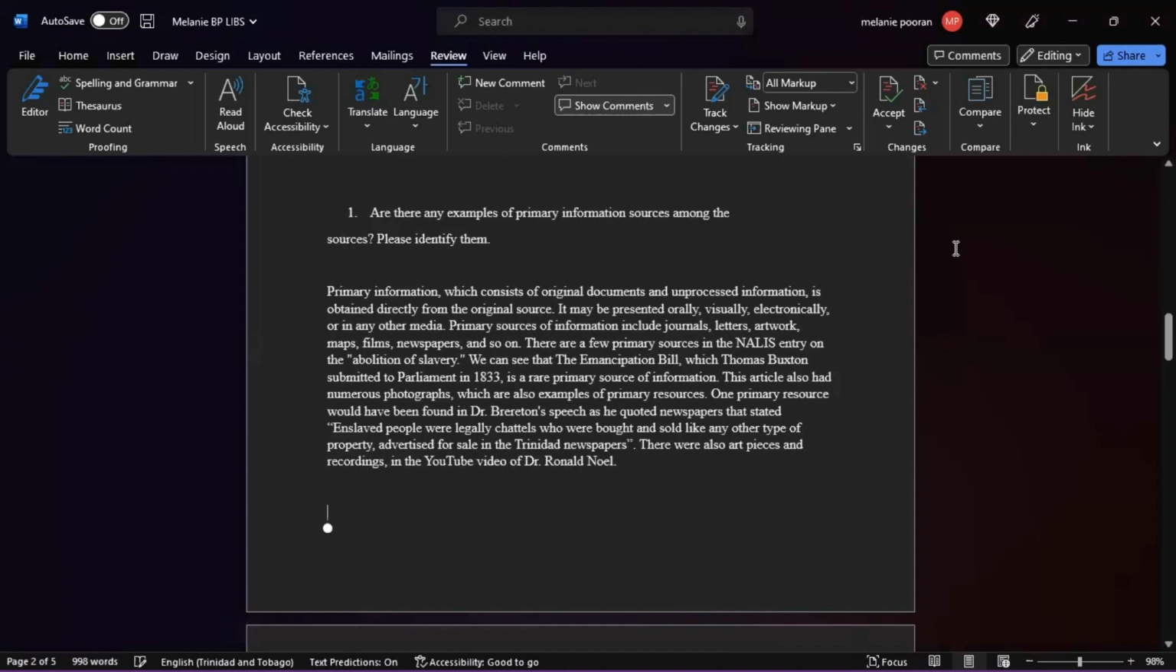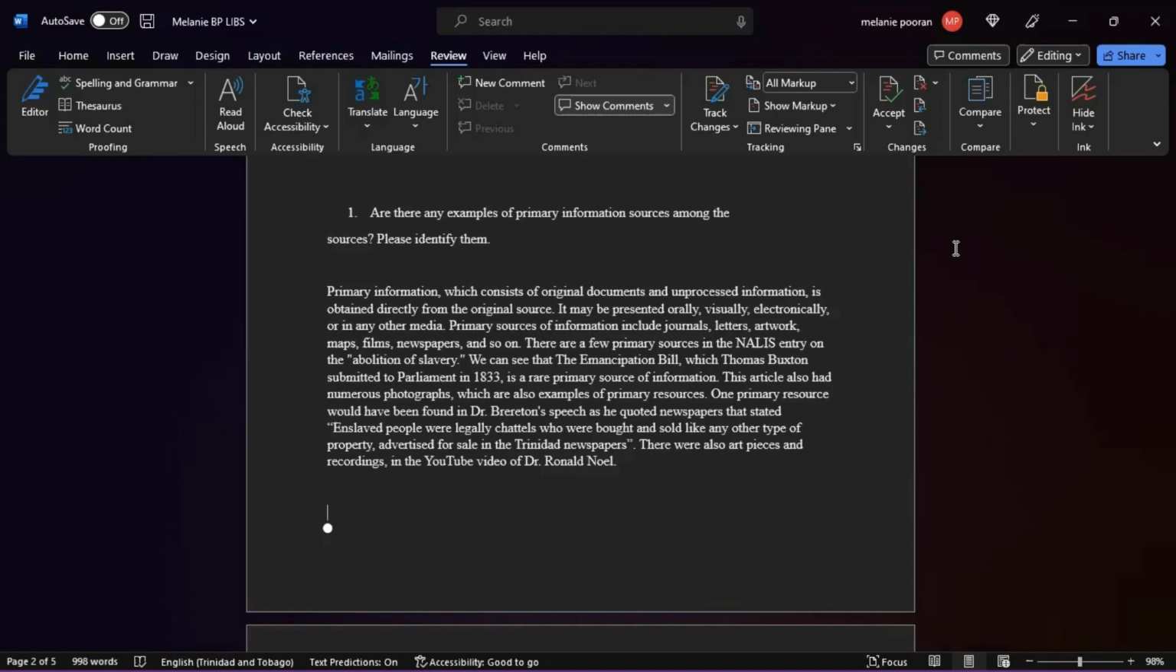So, Melanie, are there any examples of primary information sources among the sources? If so, can you please identify them? Sure, Jermaine. Primary information, which consists of original documents and unprocessed information, is obtained directly from the original source. It can be presented orally, visually, electronically, or in any other media. Primary sources of information include journals, letters, artwork, maps, films, newspapers, and so on.